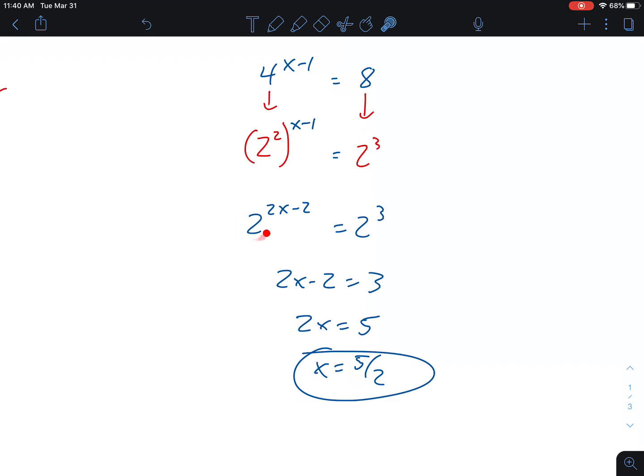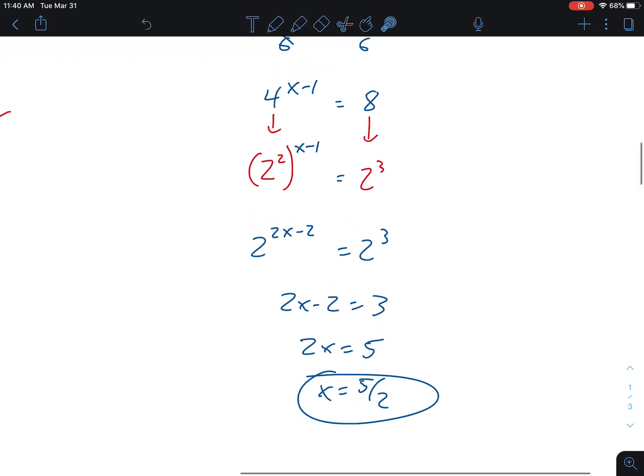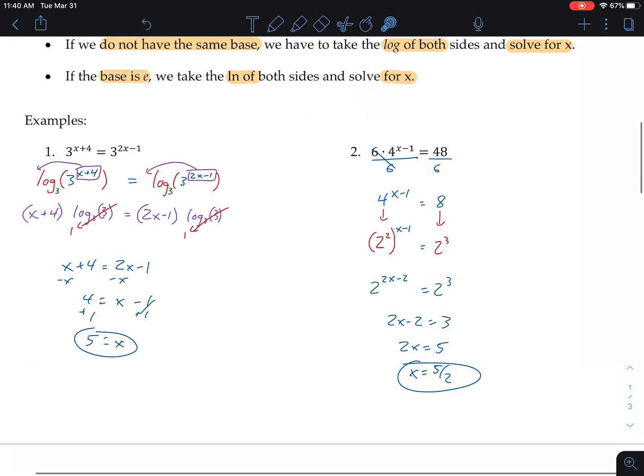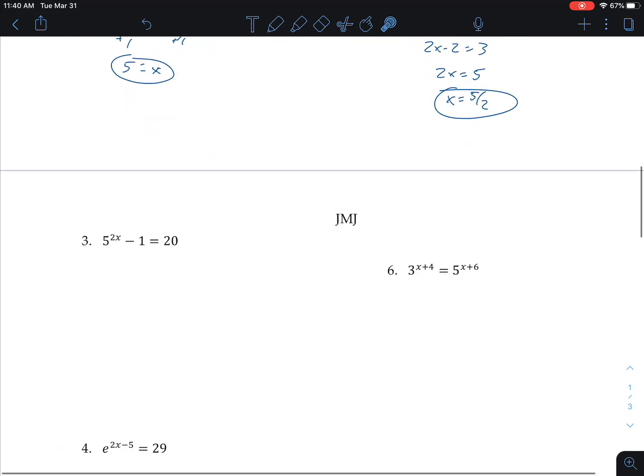So once we recognize that we have the same bases, we can just set the powers equal to each other. And we know we have the same bases because I was able to change the 4 into a 2 squared and change the 8 into a 2 to the third. Right, so nice simple equation right here. So if we have the same base, very simple. If we don't have the same base, can we make it have the same base?